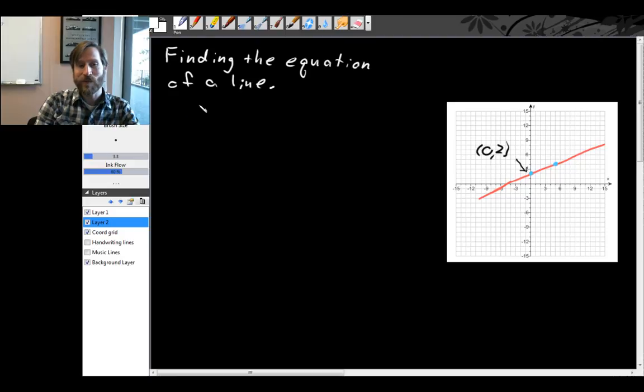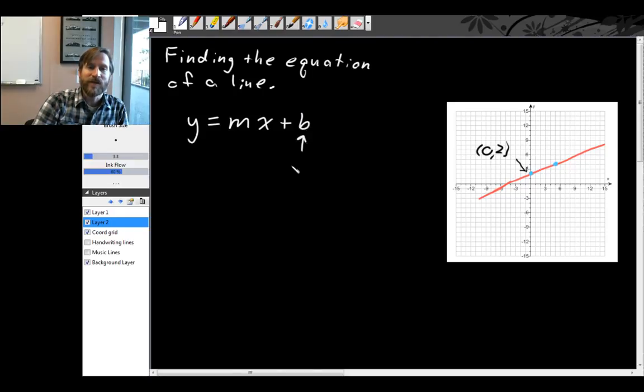So since we know the y-intercept for this line, we can use the slope-intercept equation for a line. And that is y = mx + b. And b is the y-intercept of the line, or the y-coordinate of the y-intercept. And we already said we know that. In this case, it's 2. So the only thing left to do to figure out what the equation of this line is, is to find the slope. And the slope is m, this number right here.